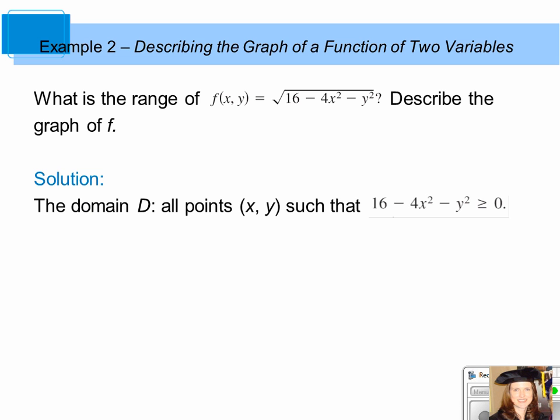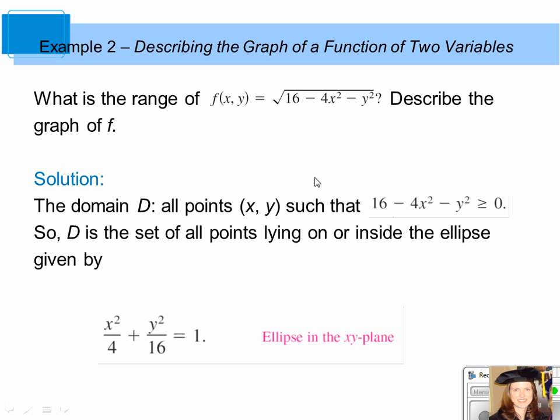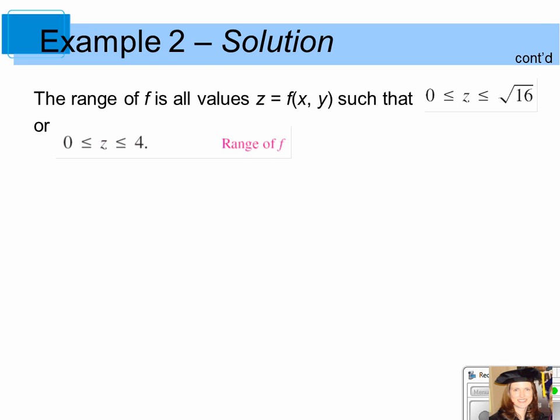But let's look at this in more detail. The domain is a set of all points where this part underneath the square root has to be greater than or equal to 0. By rearranging using some algebra, we can find that the domain is all the points lying inside the ellipse given by x squared over 4 plus y squared over 16 equals 1. This is an ellipse in the plane. So to determine the range would be looking at all the values that you get out, such that 0 is less than or equal to z, which is less than or equal to 16. So the range of z is between 0 and 4.